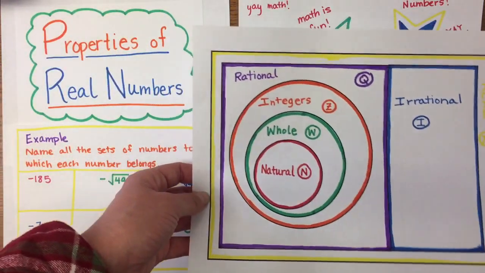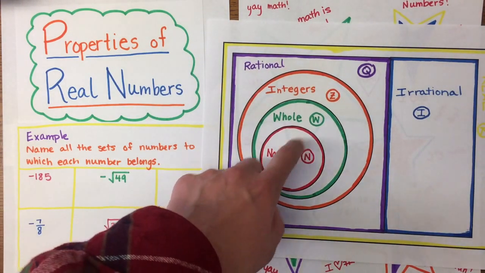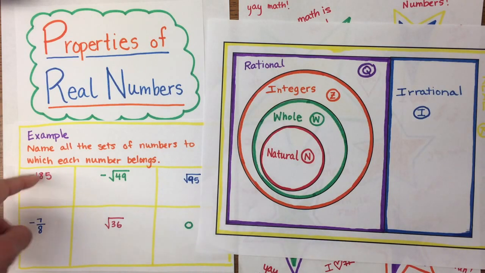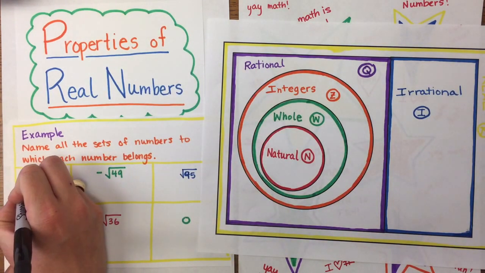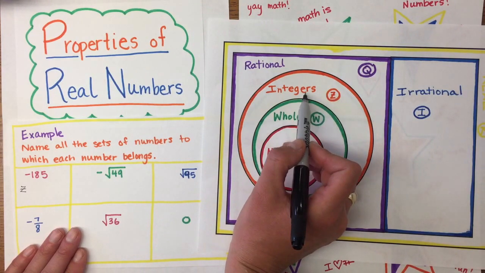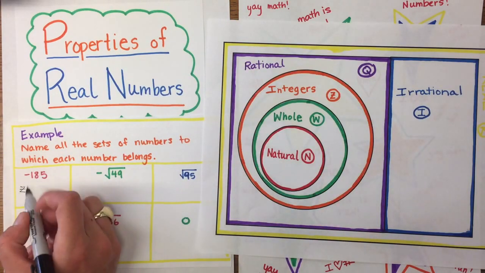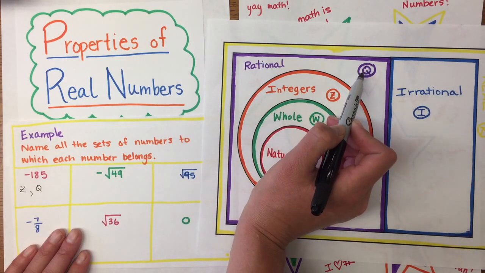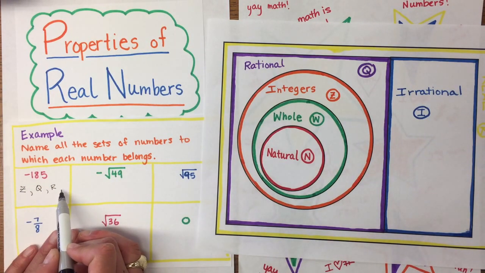So negative 185 is a negative number, which means it's not a natural number and it's not a whole number. It's not a ratio because it's just a single number being divided by 1 if it was written as a ratio. So this is an integer. So negative 185 is an integer, and I'm going to use the capital letter Z to express integer, as we've shown in our table, in our picture over here. All integers are also rational. All rational numbers are also real. So this is an integer, a rational, and a real.